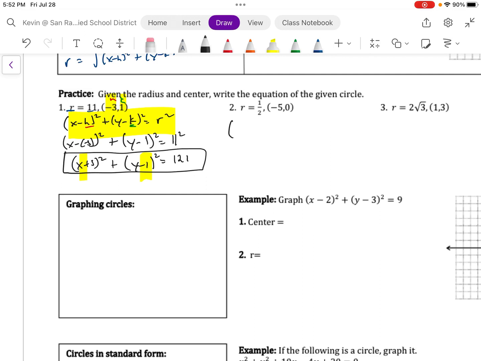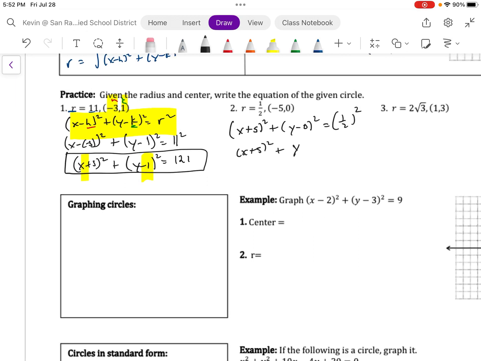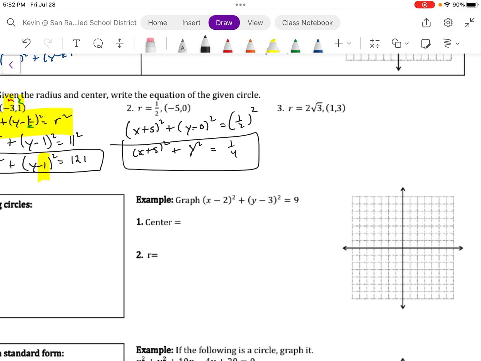We have x plus 5 squared plus y minus 0 squared equals 1/2 squared. So this is going to be x plus 5 squared plus, now this is y minus 0, so that's just y. I don't have to put parentheses there. That's just going to be a y squared, because y minus 0 is y, equals 1/4.